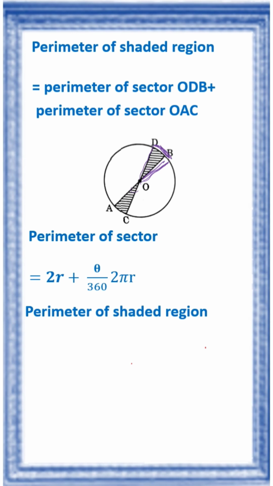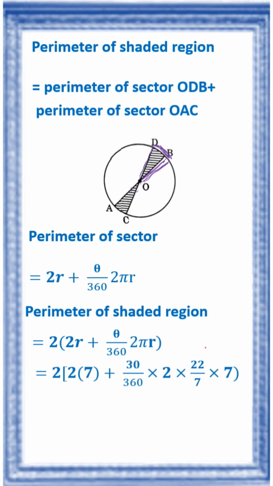Now let us substitute. So perimeter of the shaded region is equal to 2 into, because there are two such regions, 2 into 2r plus theta by 360 into 2 pi r. Now let us substitute the values. Here we can cancel 0 and 0. 3 ones are 3, 12s are 2, ones are 2, 6 are 2, 3s are 2, 11s are 7, and 7 gets cancelled. So in this region now we have 11 by 3. Here we have 14. So this is equal to 14 plus 11 by 3.